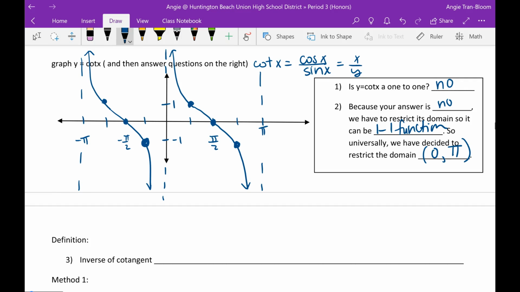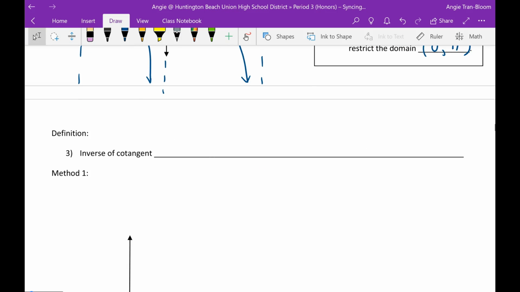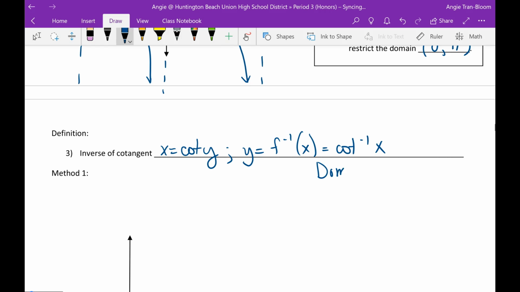Okay, so we are done with cotangent. Definition of cotangent inverse. Chanel, what do you want to write on definition of cotangent inverse? Say y or x equals cotangent y, which means we have to solve for y, which is y equals f inverse of cotangent inverse of x. Okay. We are going to try to state the domain, the range, and put it back to the unit circle. Right, class? Yep. Okay, here we go.